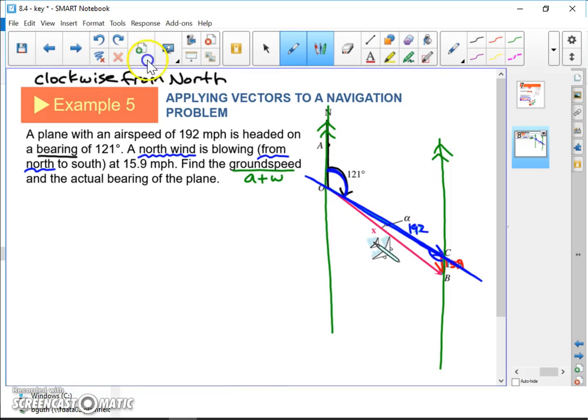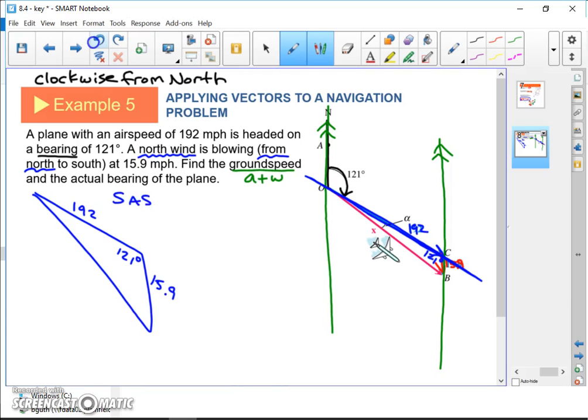And so what that tells me is this angle must be 121 degrees. You've got to use some geometry skills. You've got to remember some geometry terms. But I get that because of alternate interior angles, that's 121. And so then if you think about it, you've got a triangle. And what do you see inside of this triangle? This looks like side angle side, right? Case 3, law of cosines.